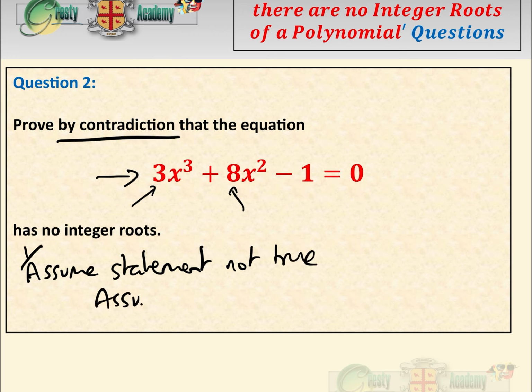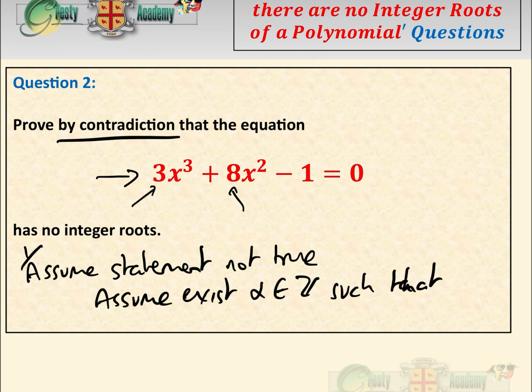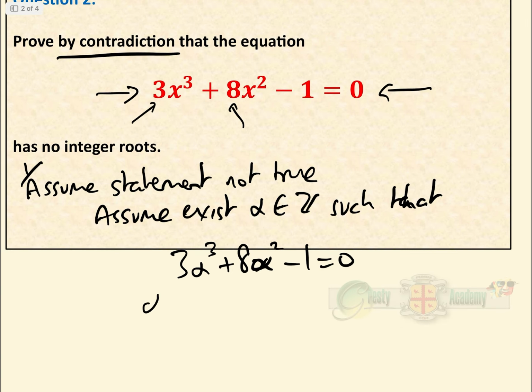So therefore we assume there exists an alpha contained in the integers such that it is a root, i.e. 3 alpha cubed add 8 alpha squared minus 1 equals 0. That's just sticking the root into there. Now what we're going to do is take alpha squared out of here, and that leaves us with alpha squared times (3 alpha add 8) equals 1.